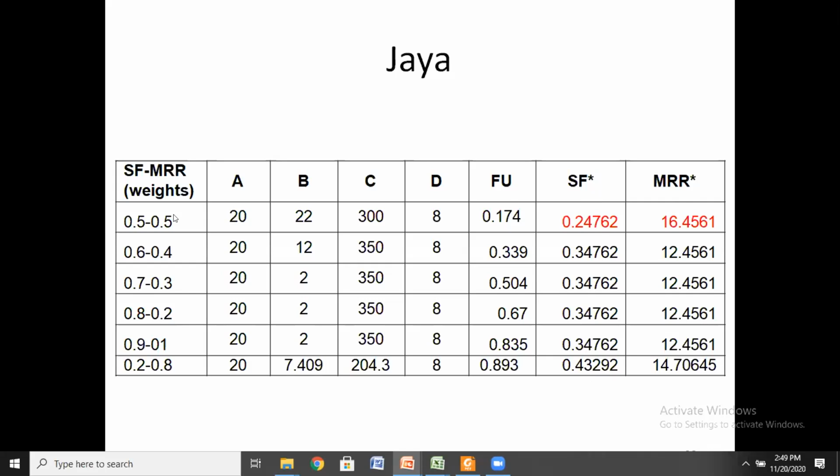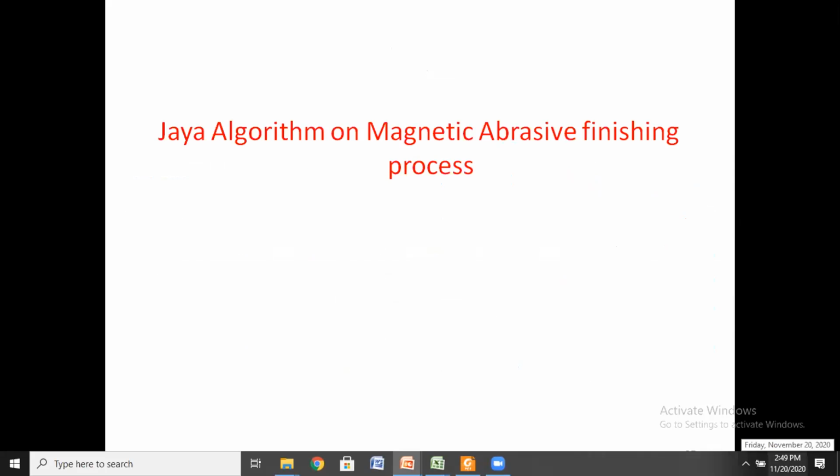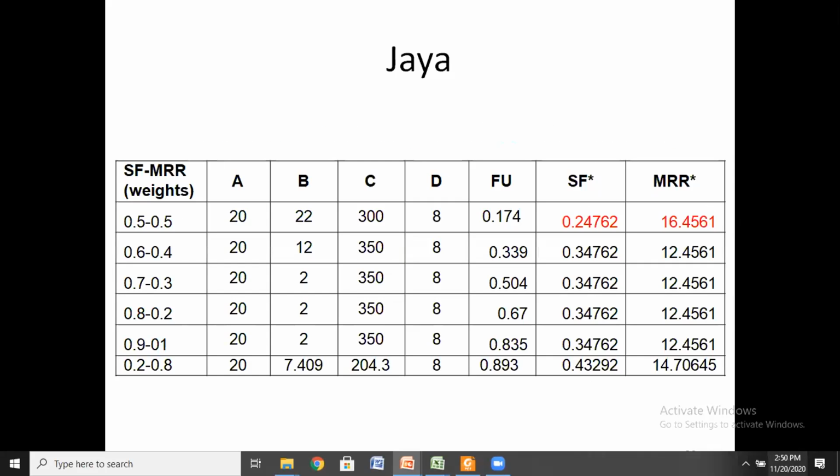So for 0.5, 0.5, meaning giving equal priority to both equations, we got an optimum solution. In certain cases it may vary, like 0.6 and 0.4, etc. So like that, you can do a study on optimization, and you can compare the data with regression as well as the fuzzy logic.